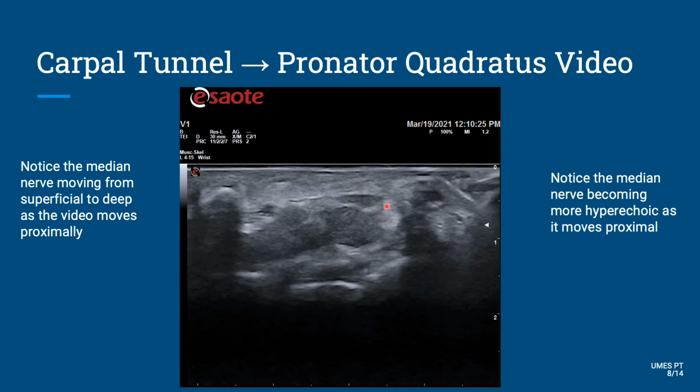Here's a video of the median nerve moving from the carpal tunnel to the pronator quadratus. So the transducer is placed on the carpal tunnel, and then it's moved proximally until the pronator quadratus can be seen. I want you to notice how the median nerve moves from superficial to deep as the video moves proximally, and also how the median nerve becomes more hyperechoic as it moves proximally.